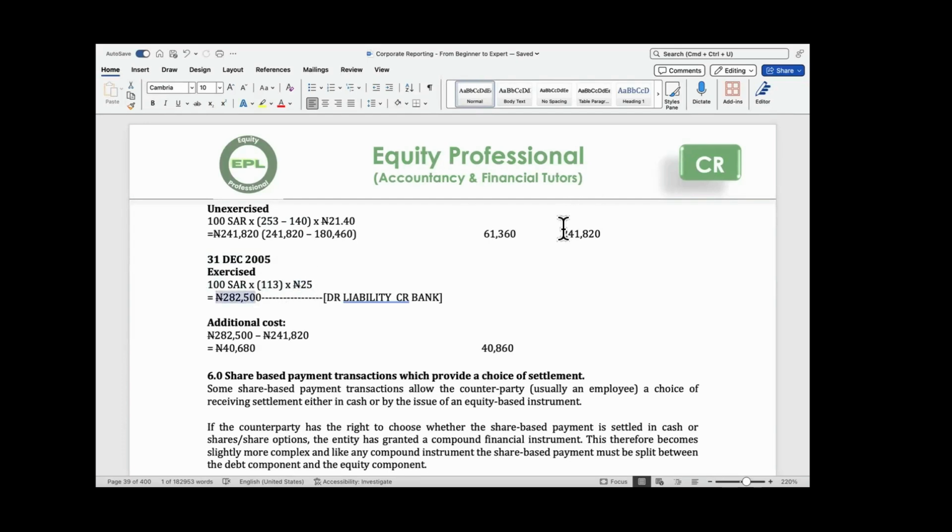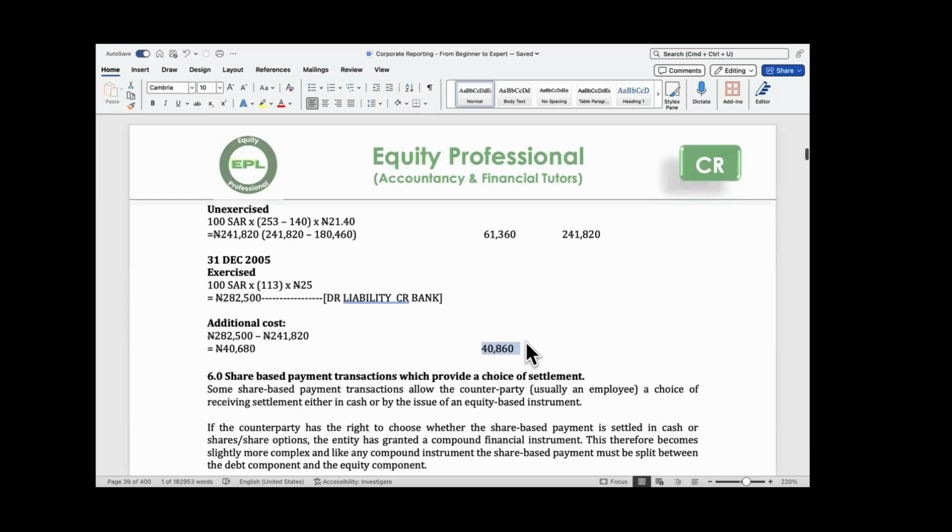But looking at it closely, what we were owing is 241,820, because that was the liability at the end of the previous year. But now we will have to pay 282,500. So by the time you debit your liability and credit bank with that amount, there will be a shortfall in your liability because you have paid more than your liability. That's an additional cost to you of 40,680. Just take it to staff cost in P&L by crediting your liability and debiting your P&L with that additional cost.